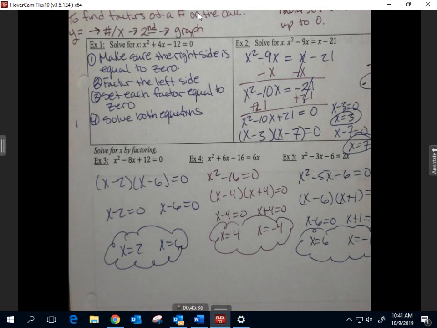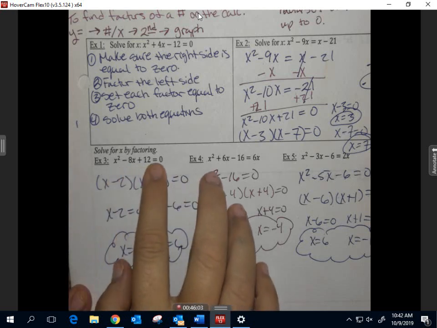Why are we getting 2 answers for x? Put your phones down and look at me. Why are we getting 2 answers for x? Because we're factoring. Okay. But because the parabola crosses over x. The parabola crosses through x twice.